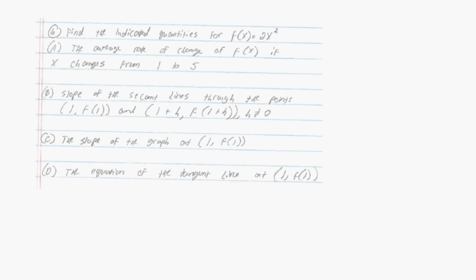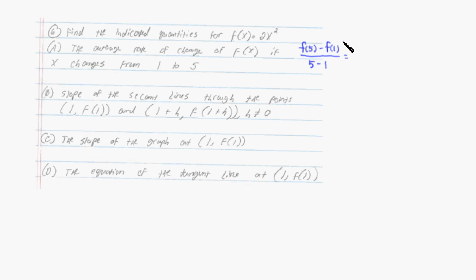Alright, let's look at problem number 6. We want to find the indicated quantities for f of x equals 2x squared. Part A: we want to find the average rate of change of this function if x changes from 1 to 5. Average rate of change can be found by f of 5 minus f of 1, all over 5 minus 1.